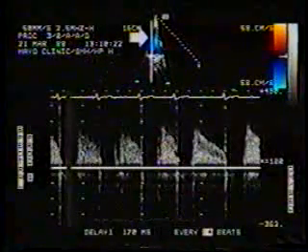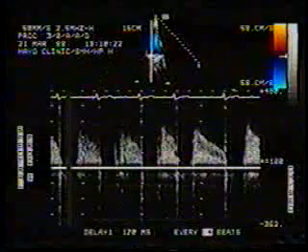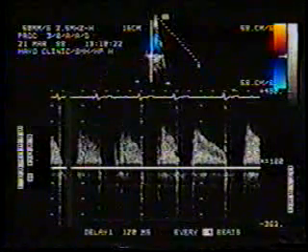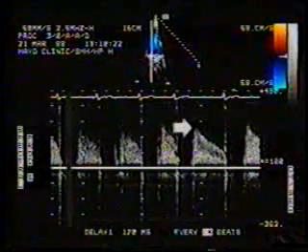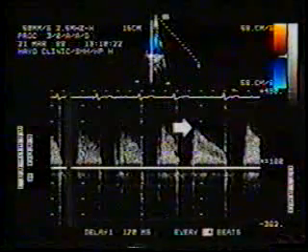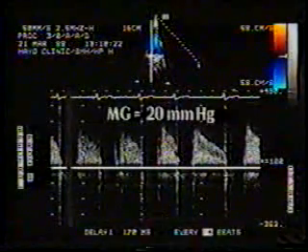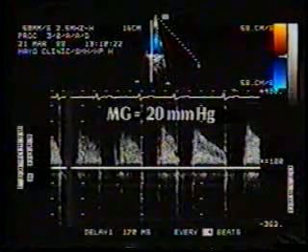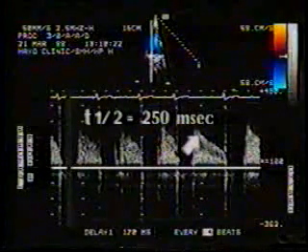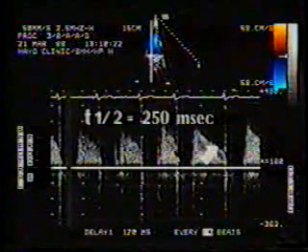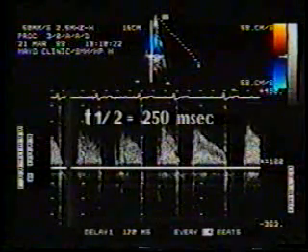Using a duplex CW transducer, the mitral diastolic velocity profile was recorded with an early peak of 2.7 meters per second. The mean gradient was increased at 20 millimeters of mercury, and the pressure half-time was markedly prolonged, 250 milliseconds.